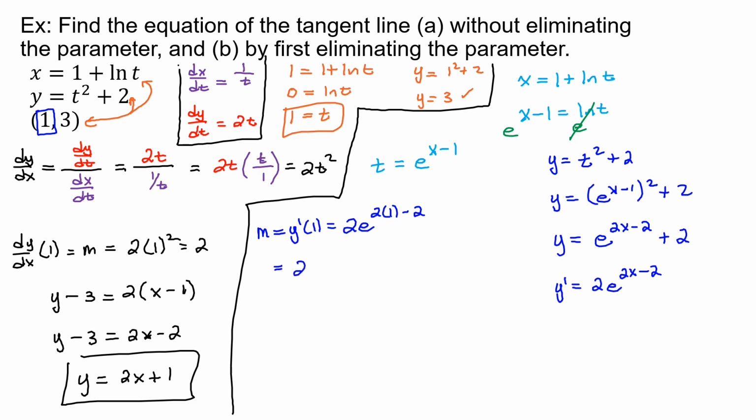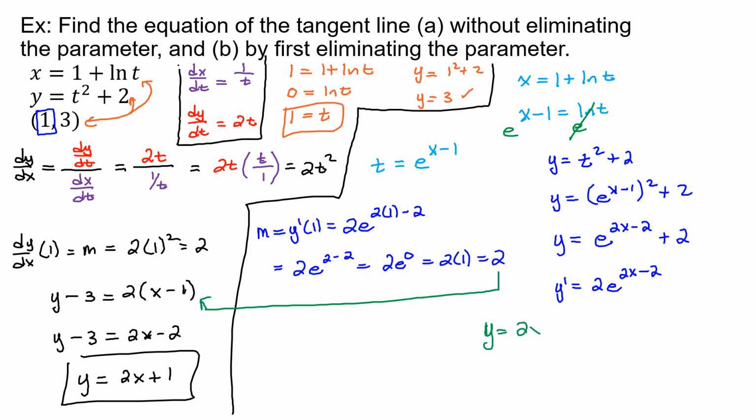Or my slope would be 2e to the 2 minus 2, which is e to the 0. E to the 0 is 1. So my slope is 2. Now, from that point right there, it's the same as it is over here. I have a slope of 2, so then I would use this equation, plug the 1 and the 3 in, and you get the same points. You would get that y equals 2x plus 1 the same way.